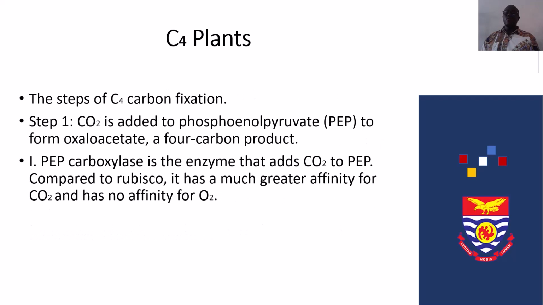The steps of carbon fixation. Step 1. Carbon dioxide is added to phosphoenolpyruvate, PEP, to form oxaloacetate, a 4-carbon product. PEP carboxylase is the enzyme that adds carbon dioxide to PEP. Compared to Rubisco, it has a much greater affinity for carbon dioxide and has no affinity for oxygen.